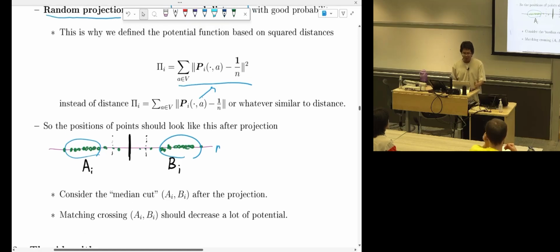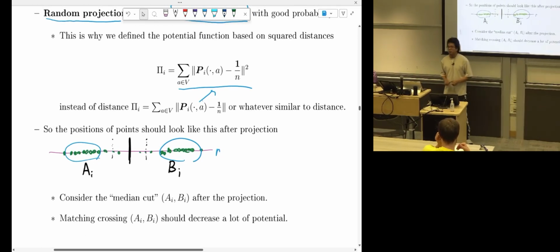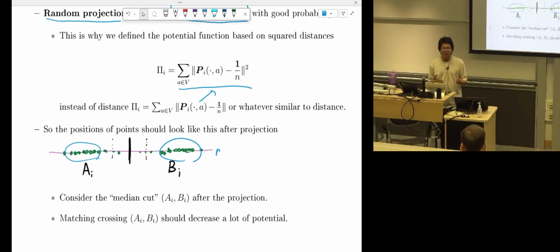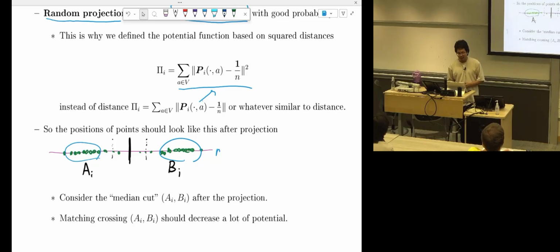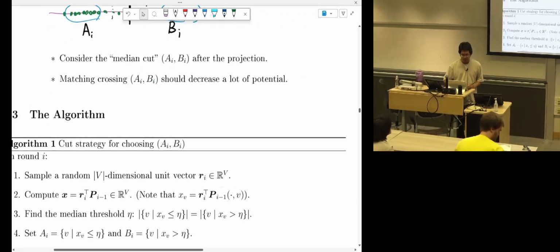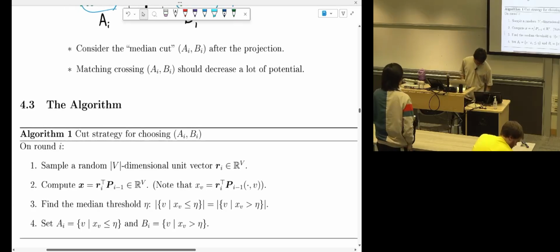So far, I hope I motivated the algorithm, and next time we will see how we do this formally. Okay, so that's it for today. Tomorrow, Thursday, we'll see the algorithm. It's just this simple. Okay, see you.